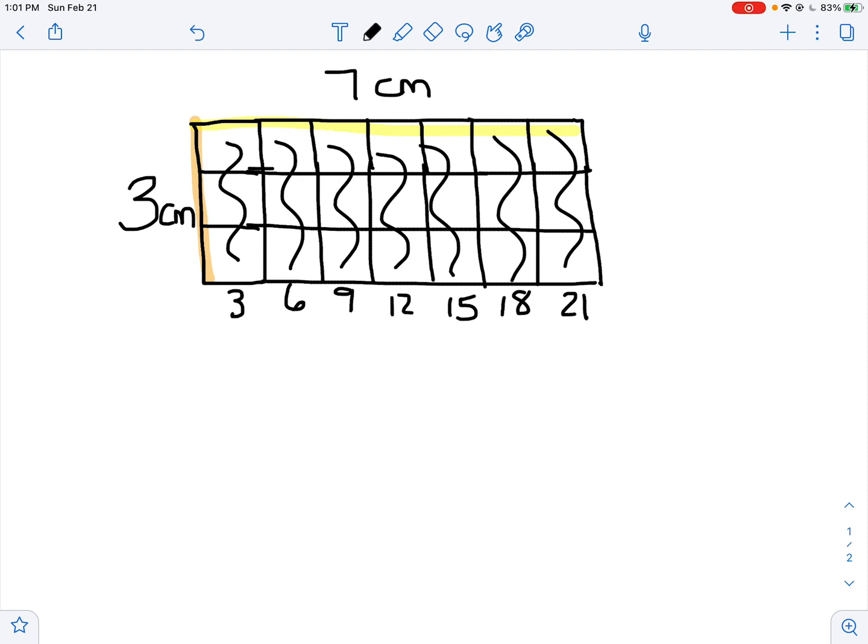And how would I write that as a multiplication sentence? Well, 3 for my number of rows times 7, how many in each row, or how long the top side length is, equals a total of 21 square centimeters. Remember, we want our unit because we want to know how much space is filled inside. And remember, square centimeters is extremely different than square inches, right?